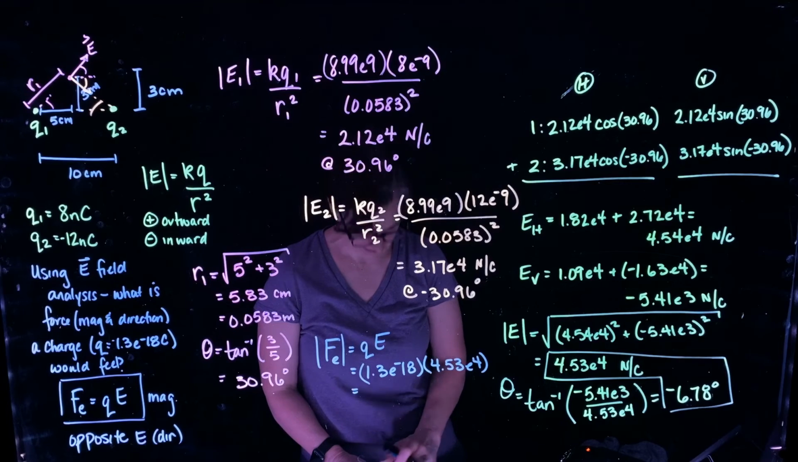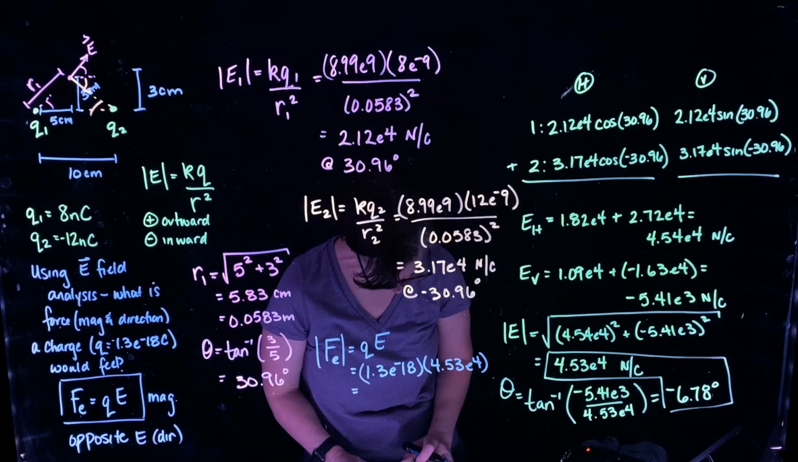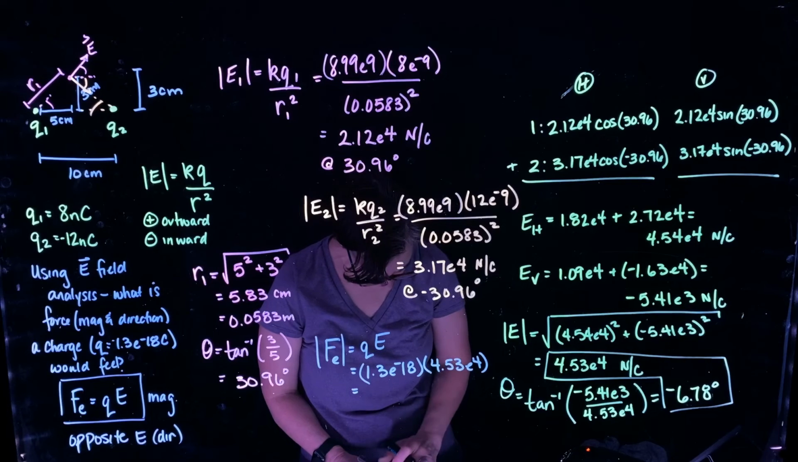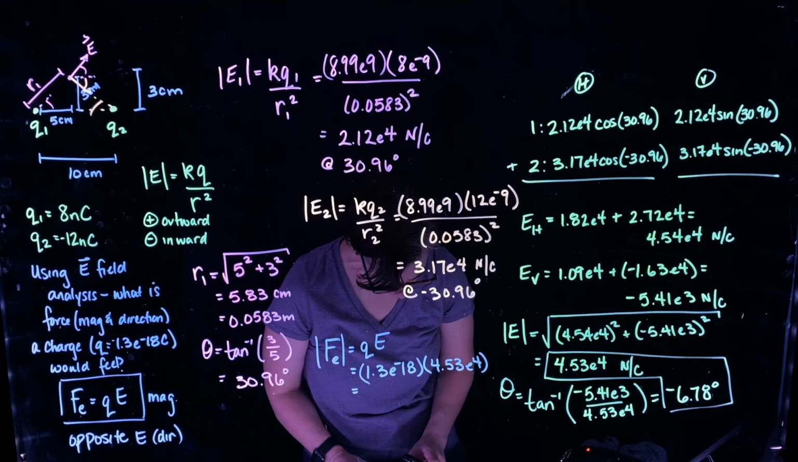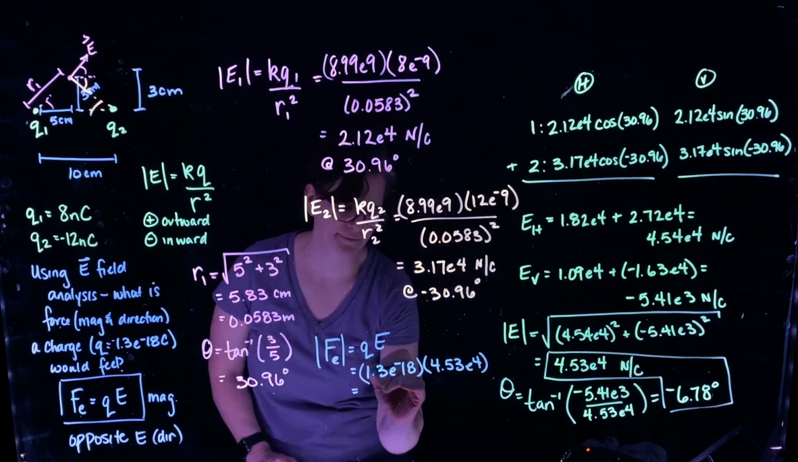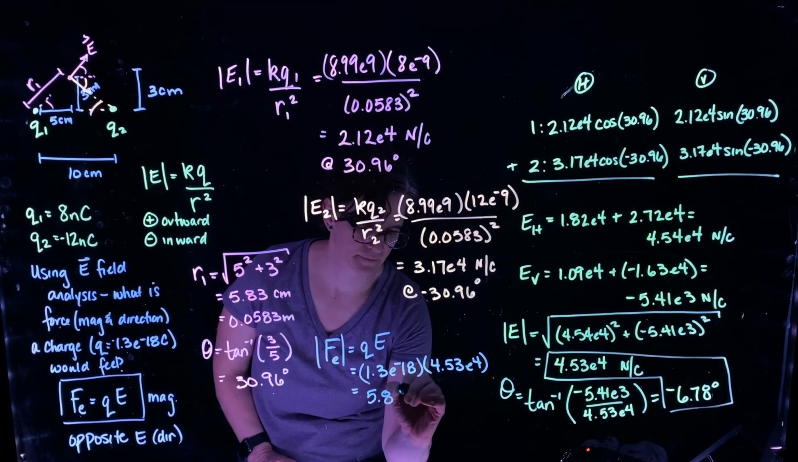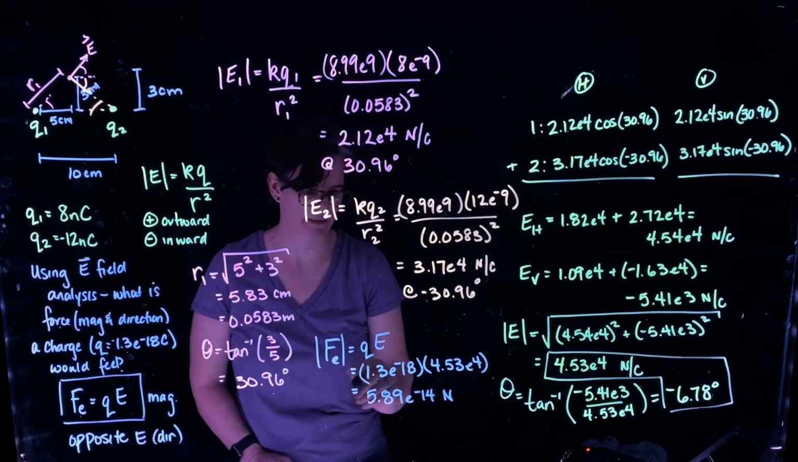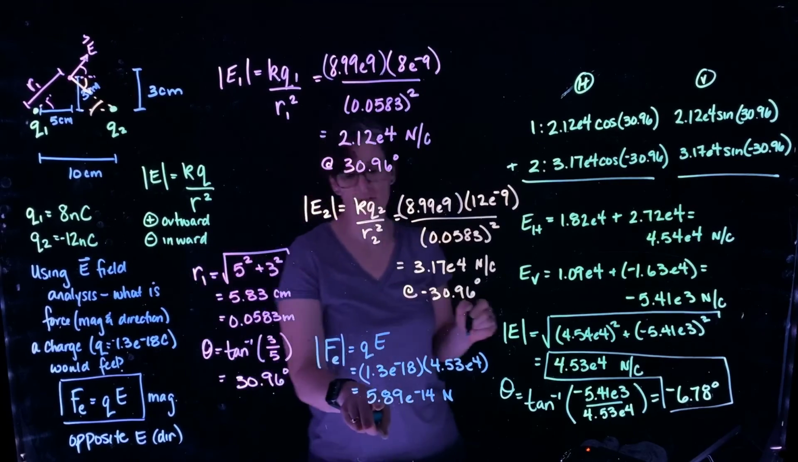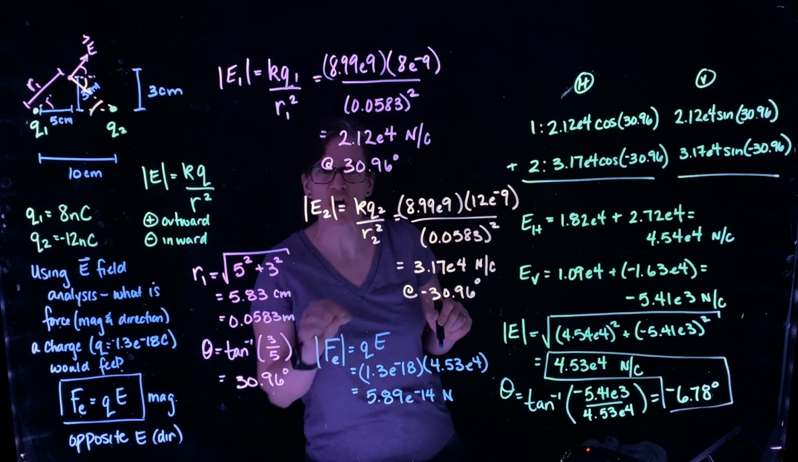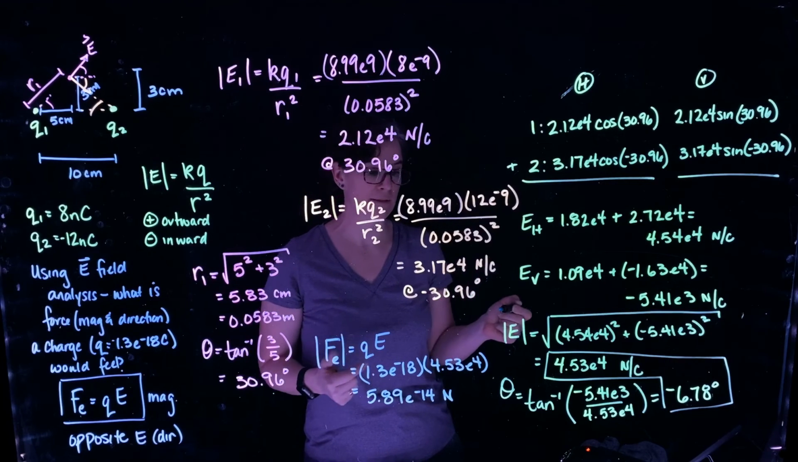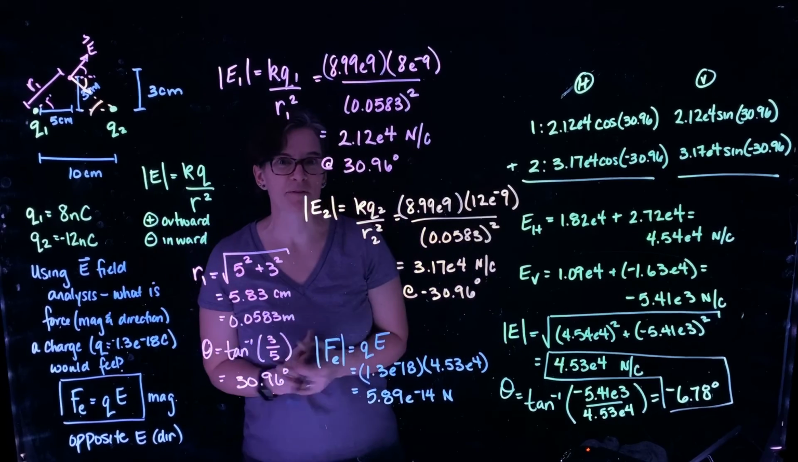And we get a force of 1.3 times 10 to the negative 18th times 4.53 times 10 to the 4th, 5.89 times 10 to the minus 14 newtons. So the magnitude of our force on that small charged particle is 5.89 times 10 to the minus 14th newtons. Now what about the direction?